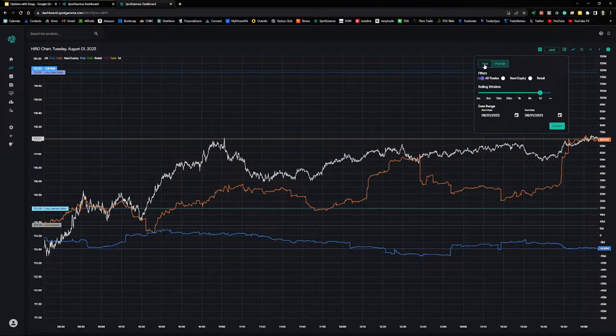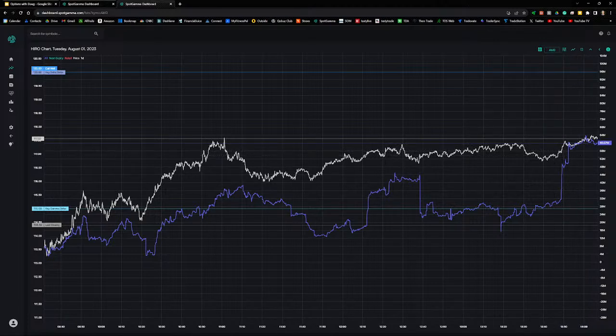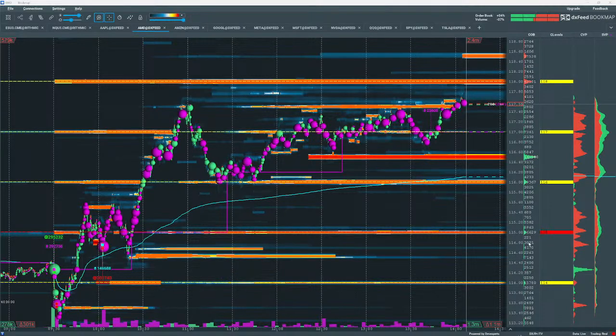And note that 115 is the key gamma strike. And again, call buyers are buying calls ahead of earnings. Let's go back to Bookmap. $115 is the key gamma strike. And price chopped around that level and then finally moved higher.